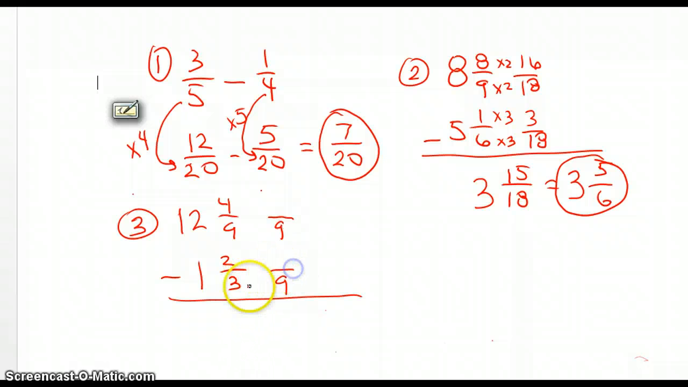Then we have to say again, 3 times what makes 9? Of course, that's 3. We have to multiply this numerator by 3. Of course, we get 6. And this one's easy, right? 1 times 1. I'm not going to write that. So you get 4.